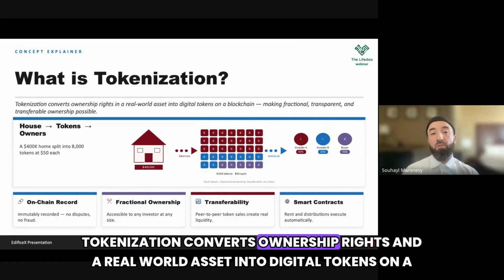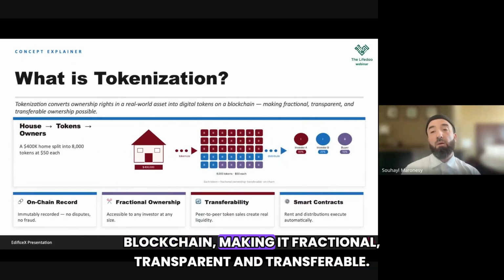Tokenization converts ownership rights in a real-world asset into digital tokens on a blockchain, making it fractional, transparent, and transferable.